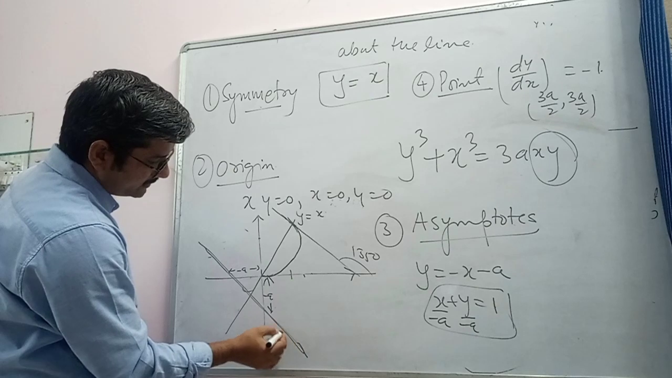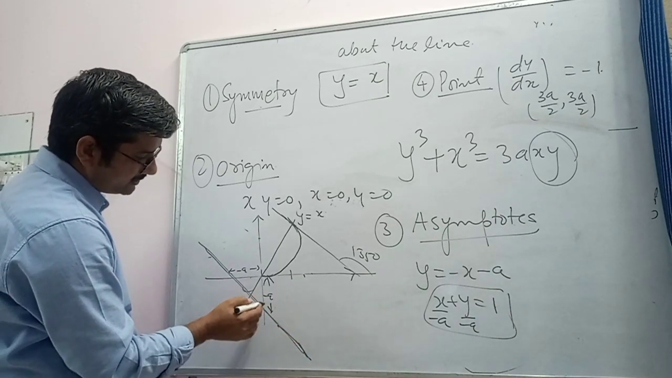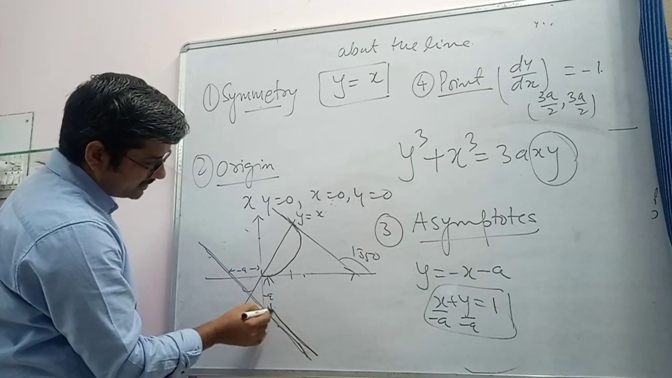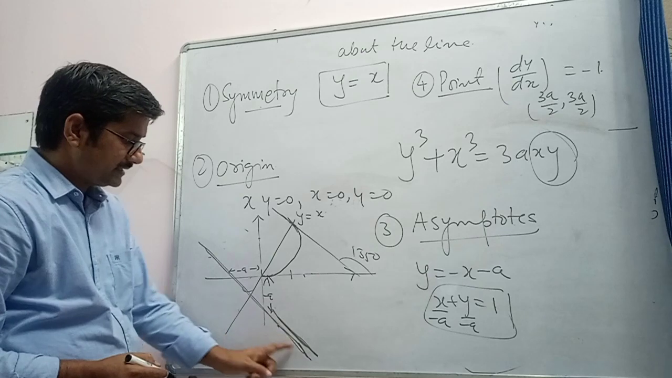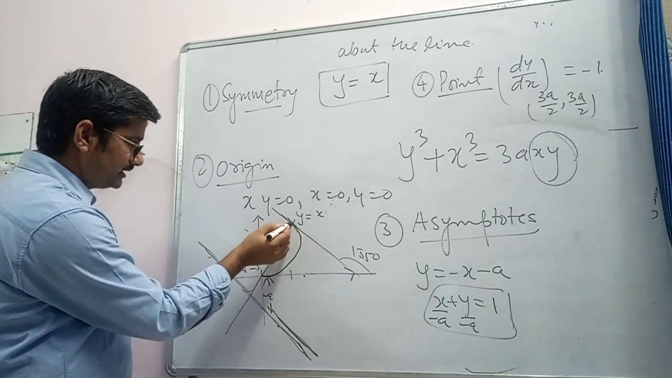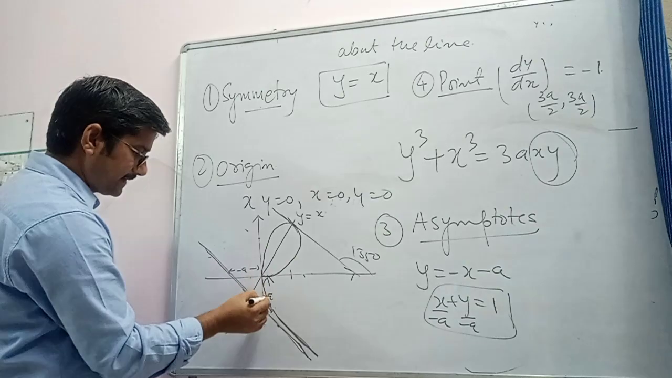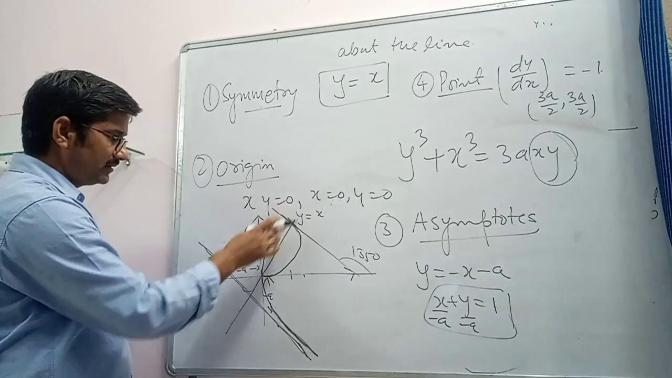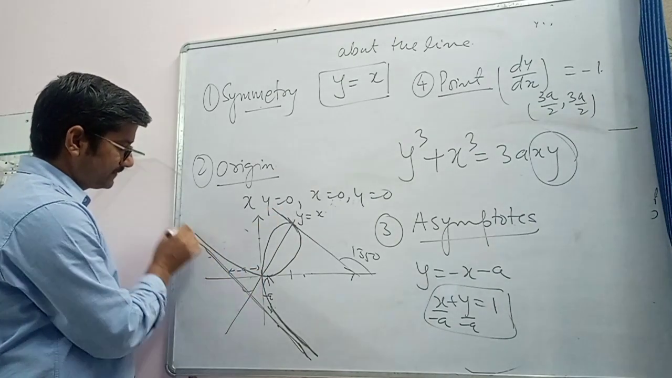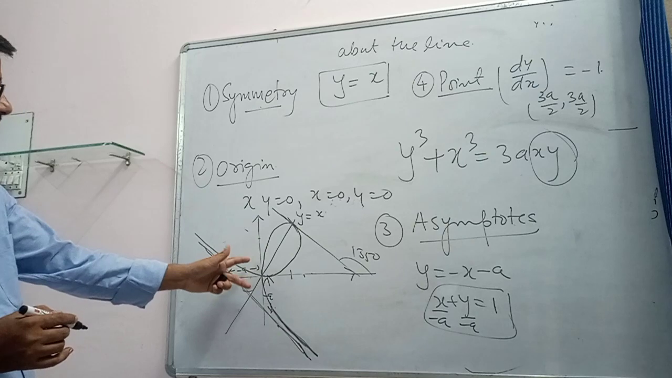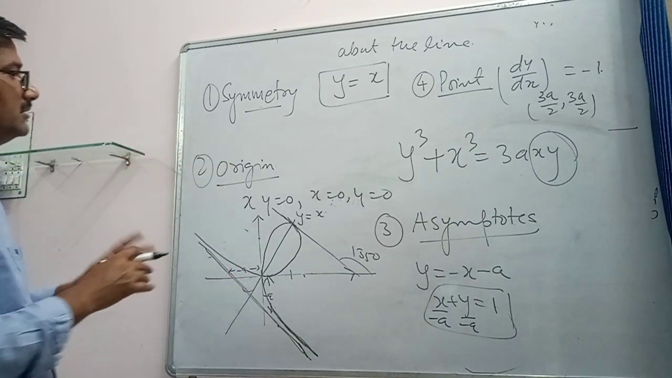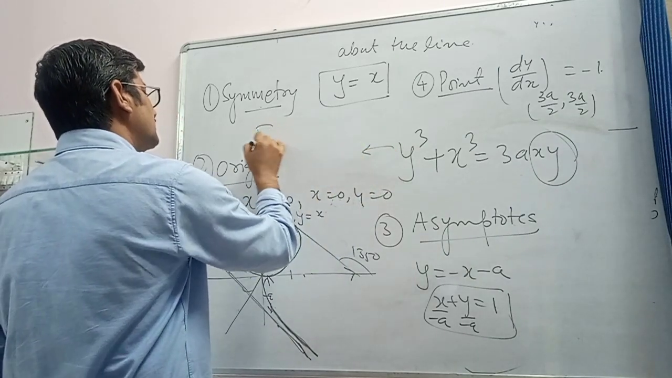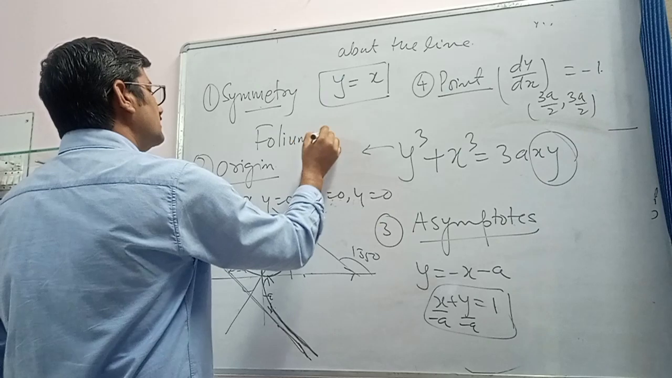This line is an asymptote, so this branch will touch this straight line along this one, and it also intersects the origin. So similarly you can draw on this side because the curve is symmetric about this line y is equal to x. So this is the graph by adjoining all these points, and this is a standard curve known as folium of Descartes.